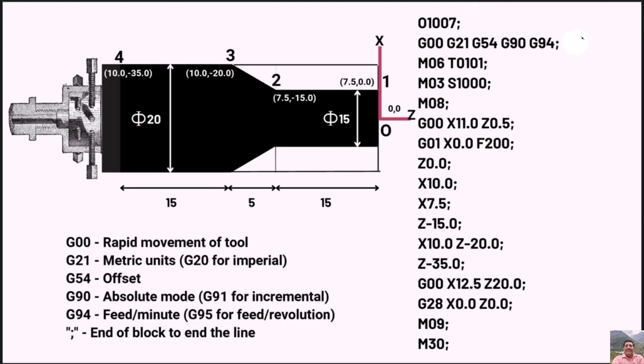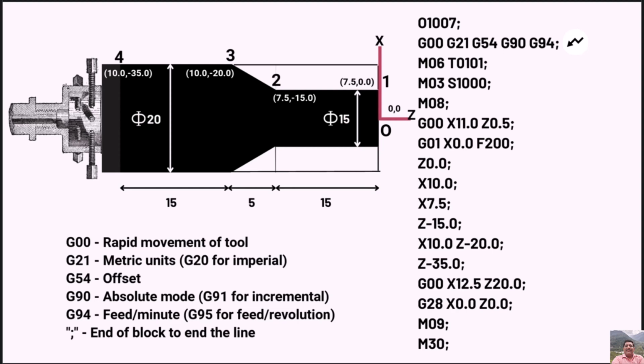In the second line, the first command used is G00 because rapid movement of the tool is desirable initially. G21 command is used to tell the machine that dimensions are in millimeter or metric units are used. If the dimensions were in inches or imperial units were used, G20 command would have been used. G54 is used to set offset. G90 is obviously used for announcing that the approach is absolute.